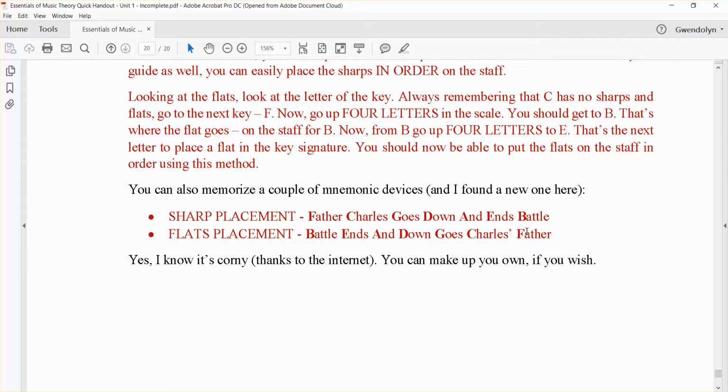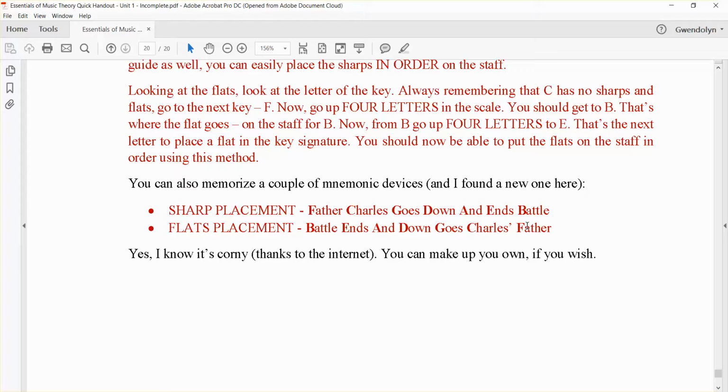Wait a minute, do you notice something here? The sharps placements and the flats placements: the flat placements are in opposite order of the sharp placements. The last sharp on the staff is going to be a B sharp, therefore that makes this a B flat. E sharp, E flat, A sharp, A flat, D sharp, D flat, G sharp, G flat, C sharp, C flat, F sharp, F flat. There you go.